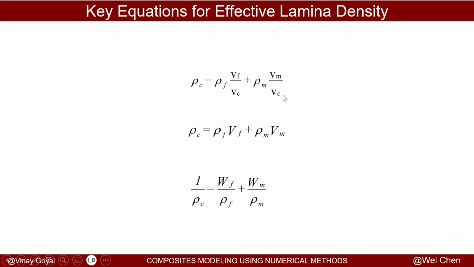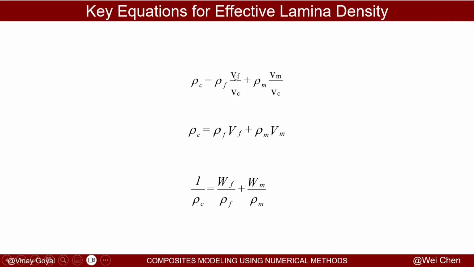Fiber volume fraction is a ratio of the volume of the amount of fiber that we have divided by the full volume of the composite. And so it's typically a value between 0 and 1. Typical fiber volume fractions will be in the 0.7 range. So then, therefore, the matrix volume fraction will be 0.3.